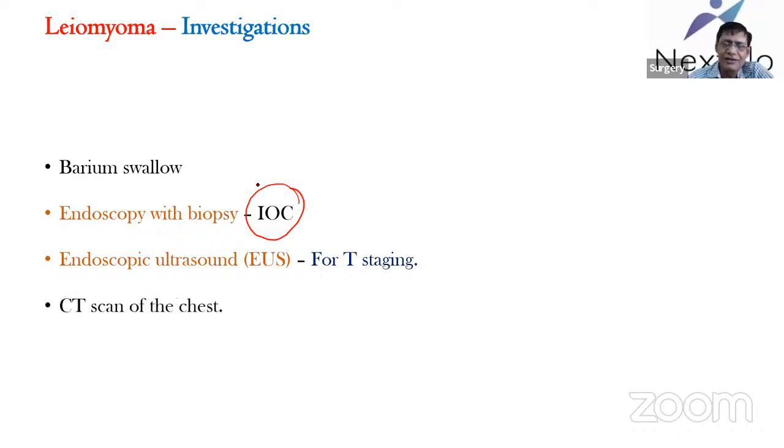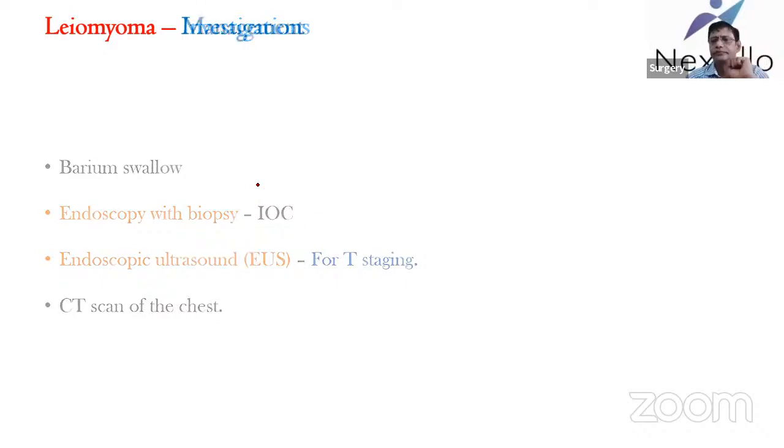And then CT scan of the chest may be done just to see if any adjoining structure is involved or not, if it has metastasized or not, things like that. T staging of the esophageal tumors is to be done with endoscopic ultrasound, EUS.